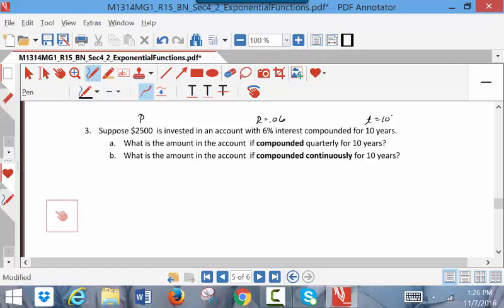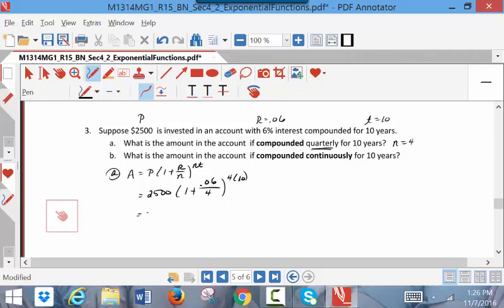So part A says, what will be the amount in the account if you compound it quarterly? Quarterly means 4 times a year, so N would be 4. That looks like a 0.4, but it's not. That's a 4. Move my cursor, okay? It's a 4. So in part A, the amount in your account, if you don't touch it for 10 years, your formula is P times (1 plus R over N) to the power of NT. That's the formula, and you don't have to memorize it. Okay, so my P is 2,500. 1 plus my R is 0.06. My N is 4. My N is 4 times T, which is 10.